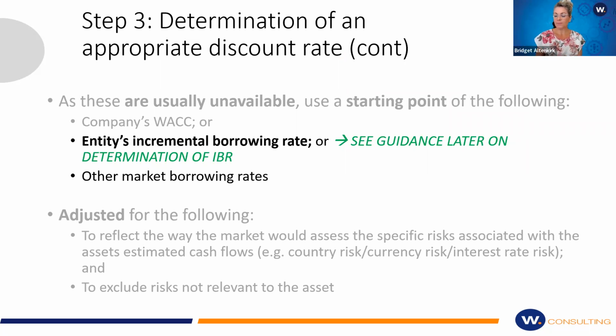The rate used, we said, should take into account the risks and the characteristics specific to that asset or group of assets. The starting point which an entity could use may be their WACC, or it could be the incremental borrowing rate, or it could be another market rate, which the entity then needs to make adjustments to, because those rates are often entity-wide and not specific to a particular asset or group of assets. So those starting point rates would need to be adjusted to reflect what market participants would take into account when looking at the characteristics or the risks of a particular asset or group of assets.